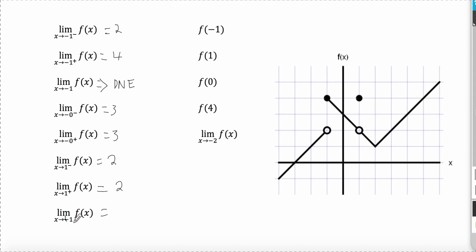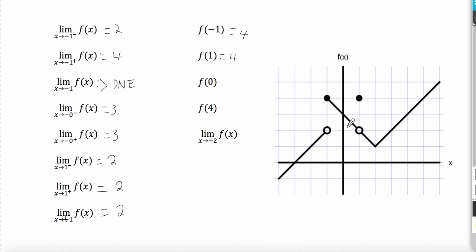As x approaches +1 from the right, since the left and the right-hand limits are the same, then our limit overall is also 2. What is f of -1? At -1, our value is up there at 4. What is f of 1? At f of 1, our value is also at 4.